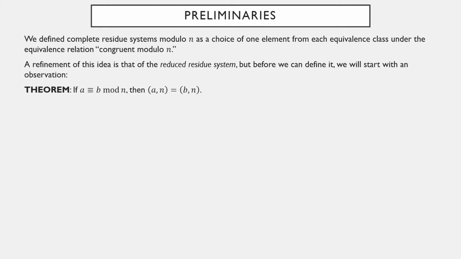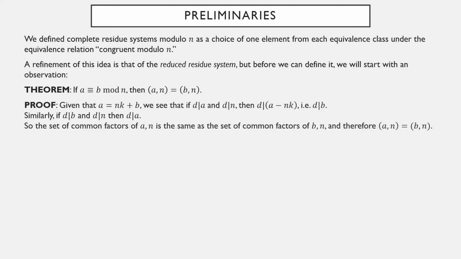First, if A is equivalent to B modulo n, then the greatest common factor of A and n is the same integer as the greatest common factor of B and n. The proof is fairly direct. If A is equivalent to B modulo n, then A is a multiple of n plus B. So anything that's a common factor of A and n must be a common factor of a linear combination of them, specifically A minus nk, which is exactly B.